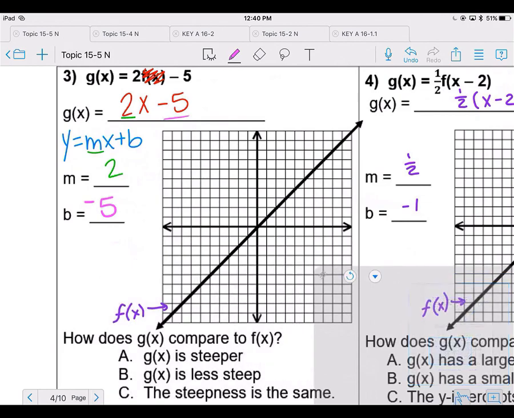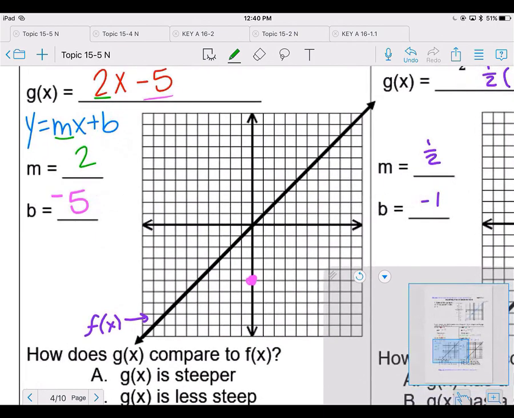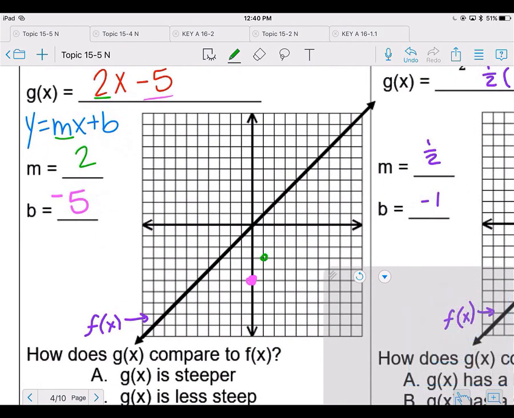Now, they're asking us to compare this to f of x. F of x is already on the graph. So I go down to -5 on the y-axis. We begin at a -5. And then my m value is 2, so I go up 2, right 1, up 2, right 1, up 2, right 1, and so on.